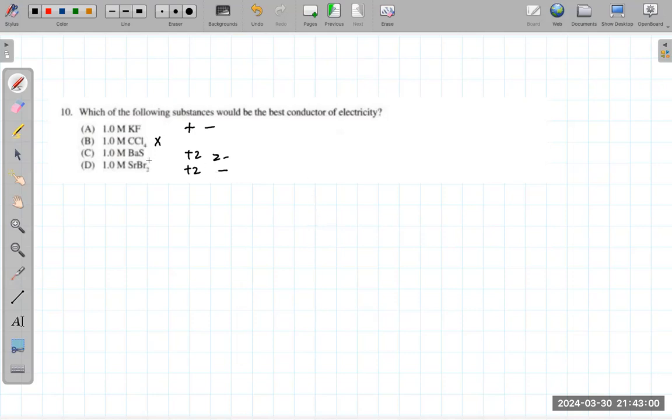So this is plus 2 and minus 2. And this is +2 and -1.